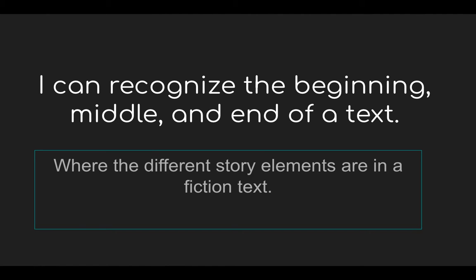We're going to continue to work with fiction books this week, just like we did last week. Last week we started to talk about the different story elements like characters, setting, beginning, middle, and end. Today we're going to focus on how to recognize the beginning, middle, and end of the text and the different story elements that happen in those different parts of the text. So what I want to teach you today is where the different story elements are in a fiction text.